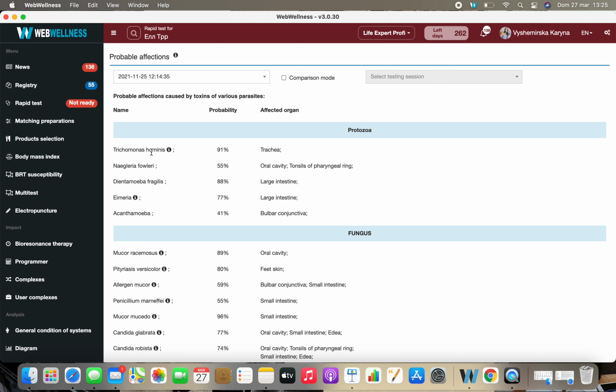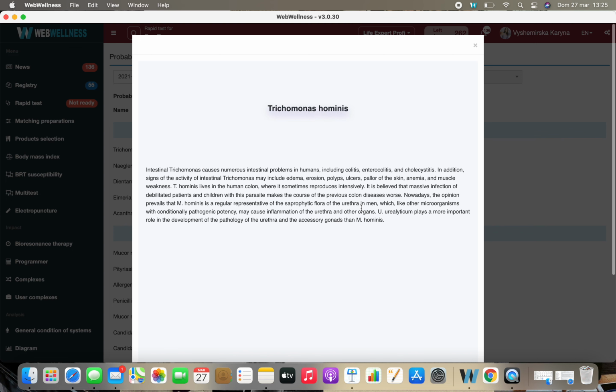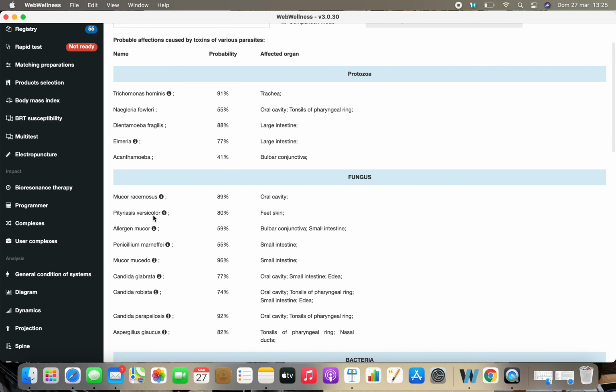this parasite. And in Life Expert Profi, it also shows you which organ or system is affected. Also, there are letters E, with basically like a Wikipedia, where you can read about this parasite, its origins and how the person can catch the parasite, which organs and systems it's affecting, and why it is dangerous. Here you can only see harmful parasites, but do not think that everything in here you definitely have.